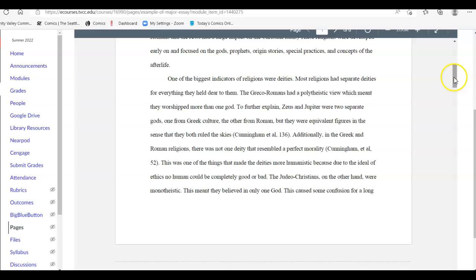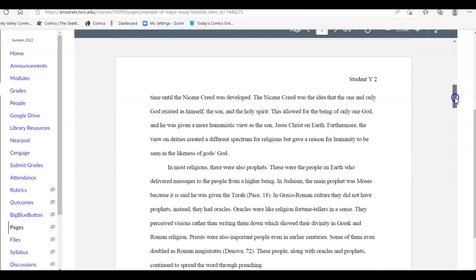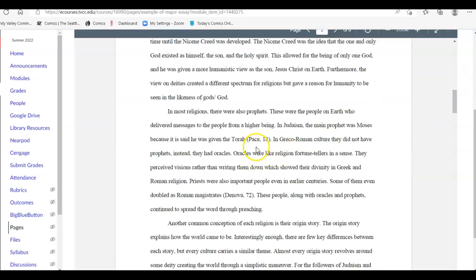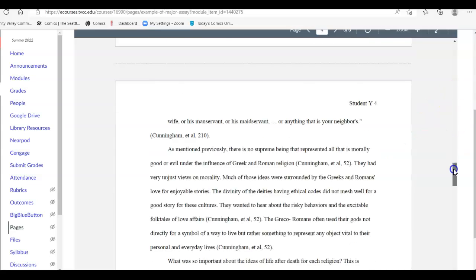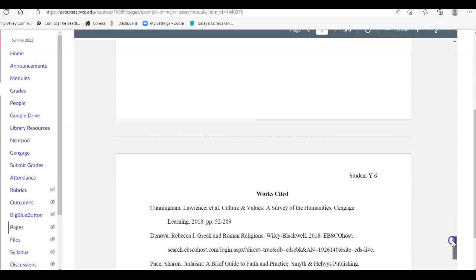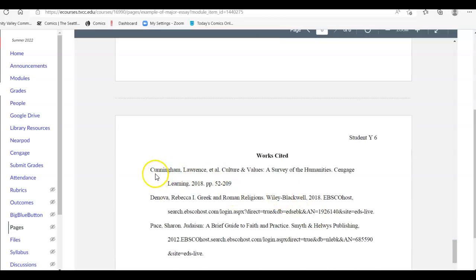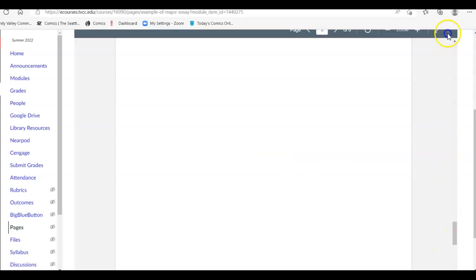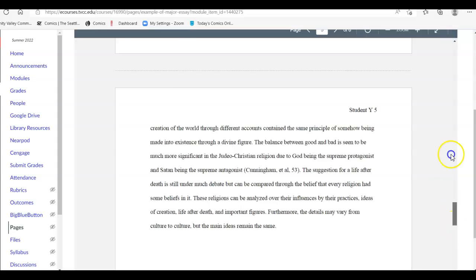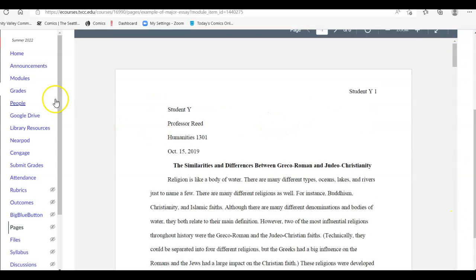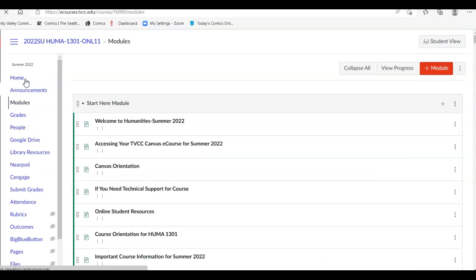Here's another one from Cunningham. And here's one from Pace, one from De Novo. And again, when you go back to the works cited page, you'll see those sources, and you'll see they are advertised. Cunningham, De Novo, and Pace. So again, this is how your essay should look. That's what the example is for. It's designed just to give you an idea of how your essay, once you finish it and you get ready to upload it, how it should appear.